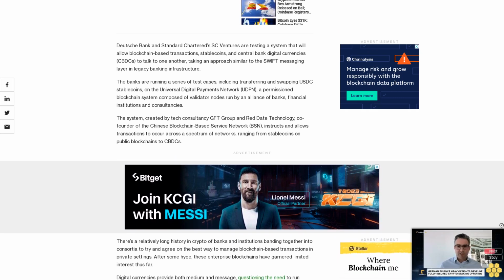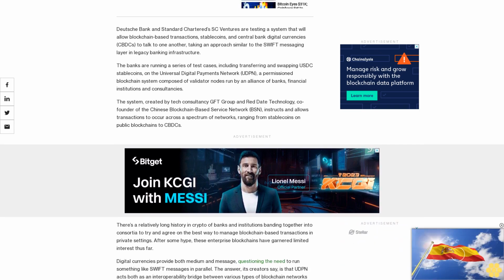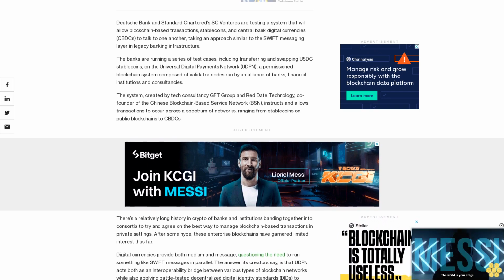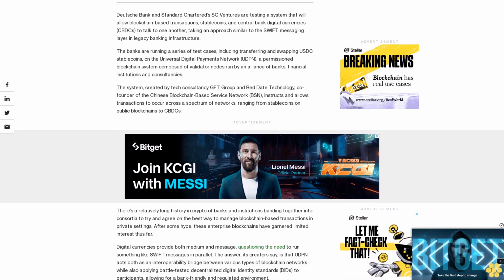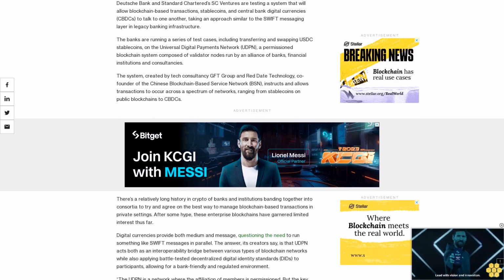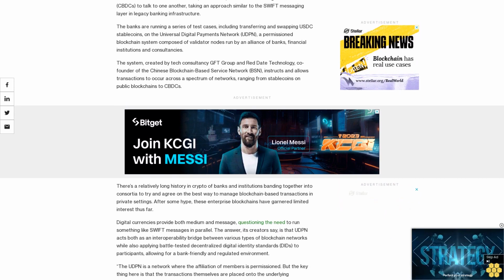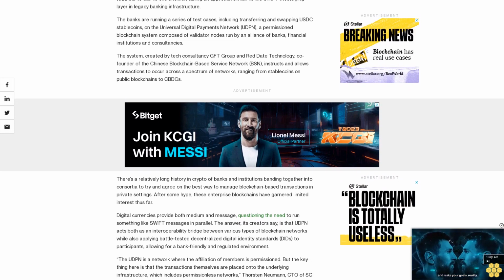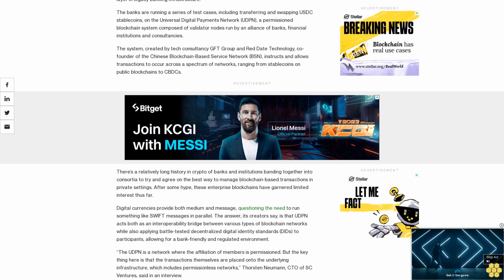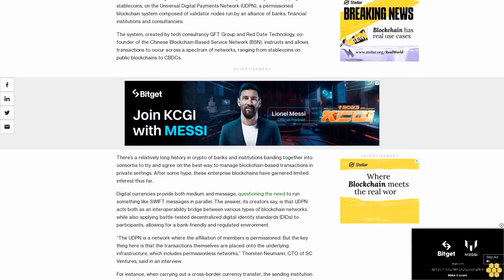The answer, its creators say, is that UDPN acts both as an interoperability bridge between various types of blockchain networks while also applying battle-tested decentralized digital identity standards (DIDs) to participants, allowing for a bank-friendly and regulated environment. The UDPN is a network where the affiliation of members is permissioned, but the key thing here is that the transactions themselves are placed onto the underlying infrastructure, which includes permissionless networks, Thorsten Neumann, CTO of SC Ventures, said in an interview.